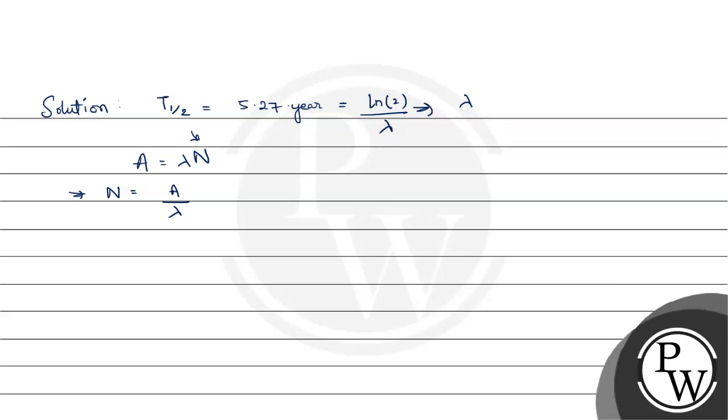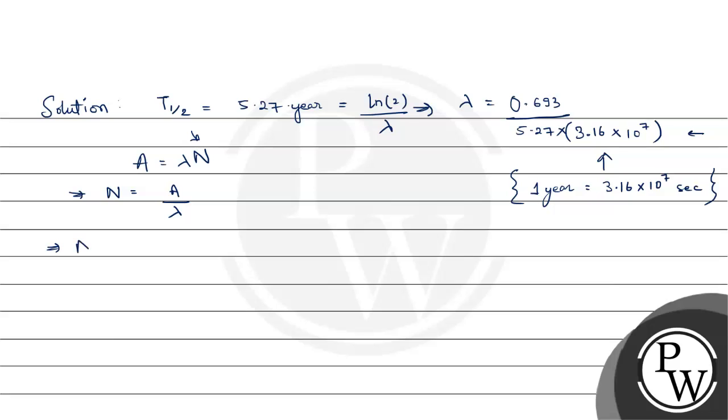Lambda is equal to ln 2, which is 0.693, upon 5.27 years. So it will be 5.27 into 3.16 into 10 to the power 7, because 1 year is equal to 3.16 into 10 to the power 7 seconds. This is substituted here to get the time period in seconds.